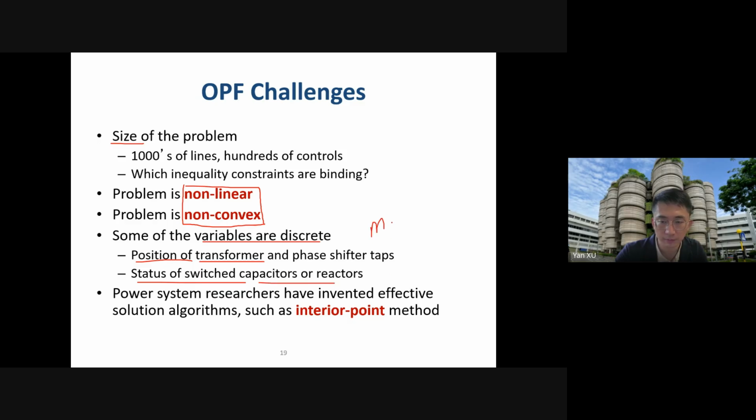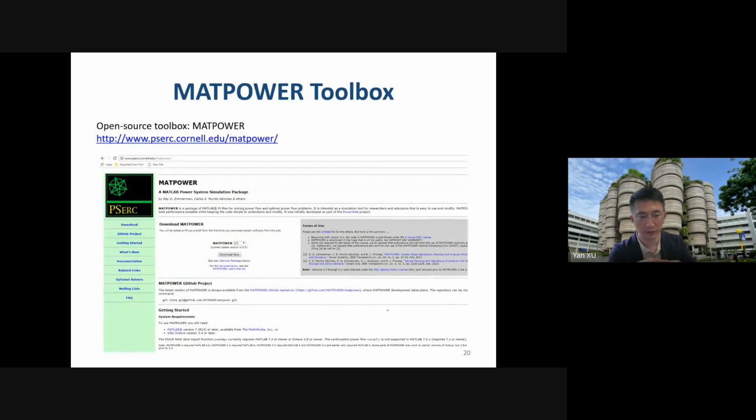So the whole problem sometimes will be a mixed integer non-convex programming problem, right? Now, how can we solve it? Over the past maybe 40 or even 50 years, numerous researchers have devoted their efforts to this OPF research. Nowadays, the most widely used solution algorithm is the interior point method. It can have relatively high performance in terms of solution quality and solution speed. If you're interested, you can directly search for interior point method. There are a lot of tutorials on it.